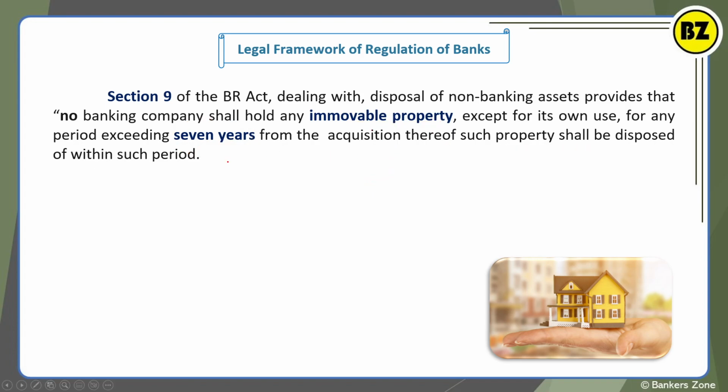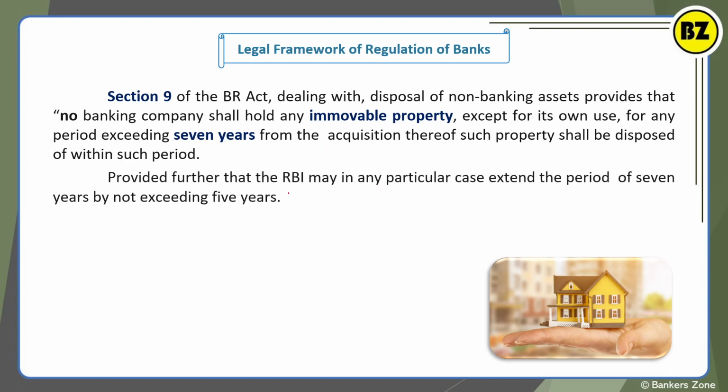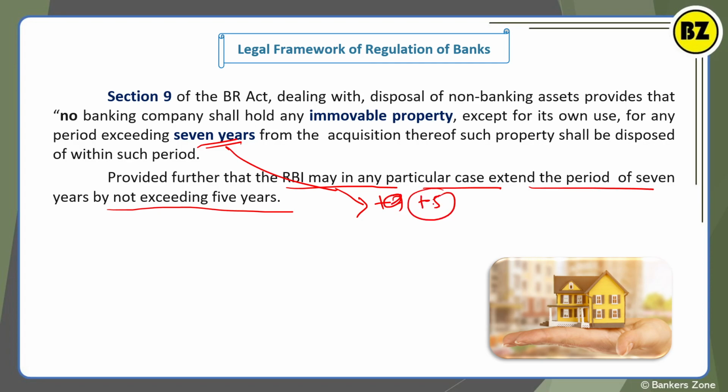Maximum 7 years. Now see, provided further, the RBI may in a particular case extend the period of 7 years by not exceeding 5 years. So 7 years are allowed, but if the RBI finds that you are an exception, then the RBI can extend a further 5 years to retain that property, but beyond that you have to sell.